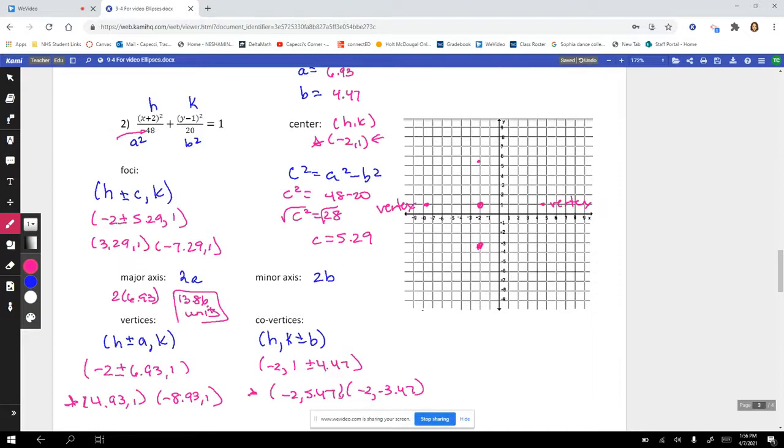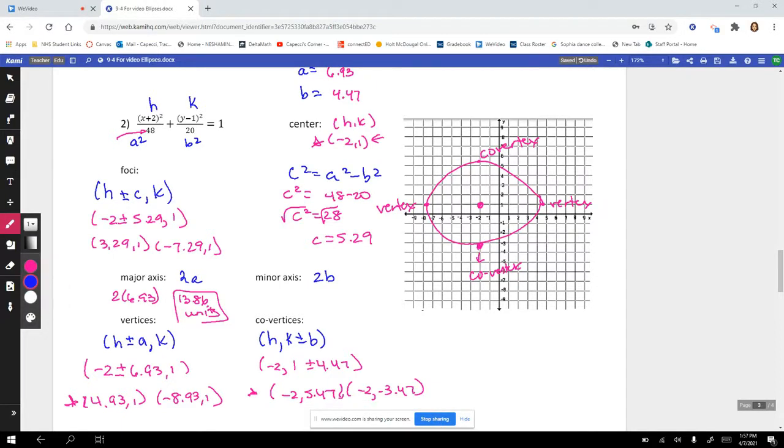Now, if you notice, the vertices and the co-vertices are going to be right in line with that center. So when you plot these 4 points, if one's off, you might want to take a look at that again just to make sure you're okay. So again, we're just going to kind of connect those, see how we do. And there is our ellipse.